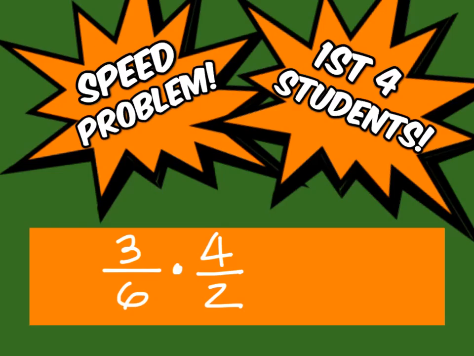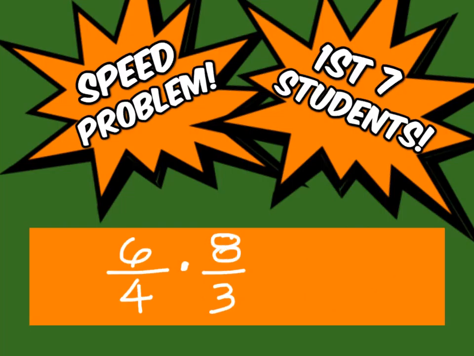To the first 4 people, 10 points. Answer on this one should be 1. The first 7 for 5 points. This is a 4. That is not a 4. That was a 4. That is not a 4. That's a 4. Practice problem.